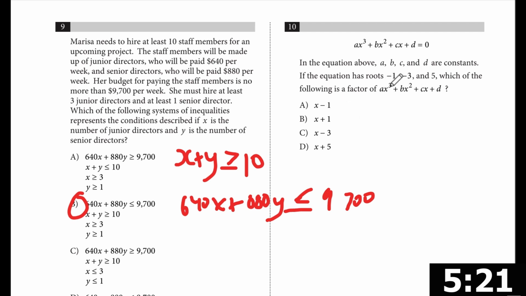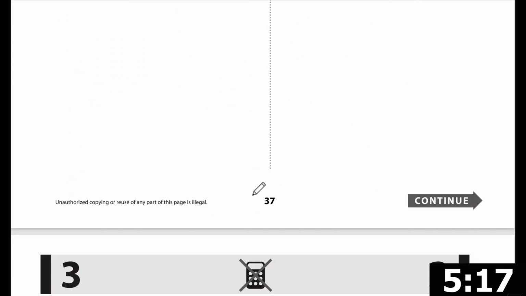Now it has to be either x plus 1, x plus 3, or x minus 5. X plus 1 is right here, so it has to be b.